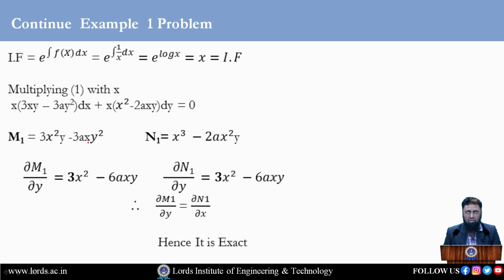So now you take again the partial differentiation with respect to y. Here y is 1, it becomes 1, so 3x square, and here 3 into 2 is 6axy. Now for ∂N/∂x, you have to take the partial differentiation with respect to x. So here 3x square minus 6axy. So both here ∂M1/∂y equal to ∂N1/∂x. Hence it is exact.